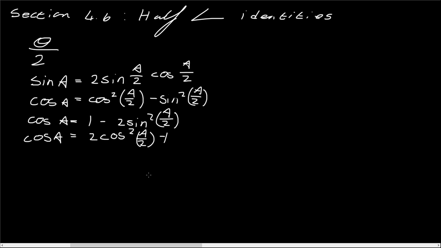So we've got sine A equals 2 sine A over 2 cos A over 2. Cos A equals cos squared A over 2 minus sine squared A over 2. Cos A equals 1 minus 2 sine squared A over 2. Cos A equals 2 cos squared A over 2 minus 1.